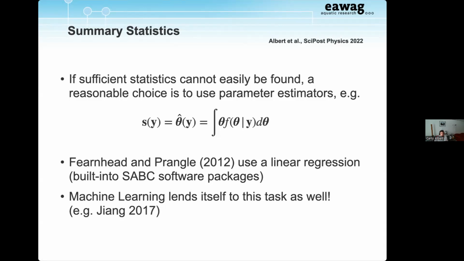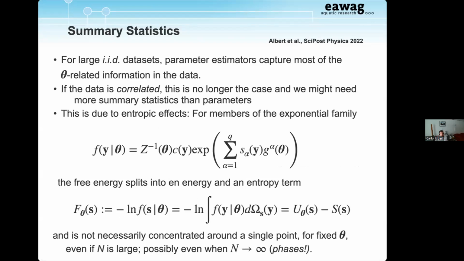And this is also something that we have incorporated in our SABC software packages. Linear regression has gone a bit out of fashion lately, and people use all sorts of machine learning models to do the same thing. So there are many papers that go in this direction. I'm just citing here one from Jiang 2017, where they use some form of neural networks to basically do the same thing. So that's fine as long as you have a large set of IID data points. Then parameter estimators pretty much capture all the information you need to do inference.